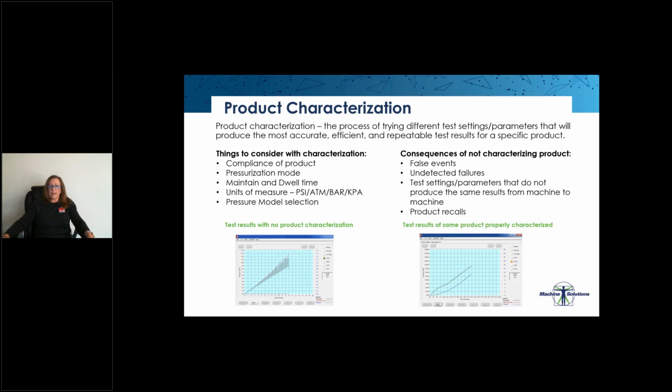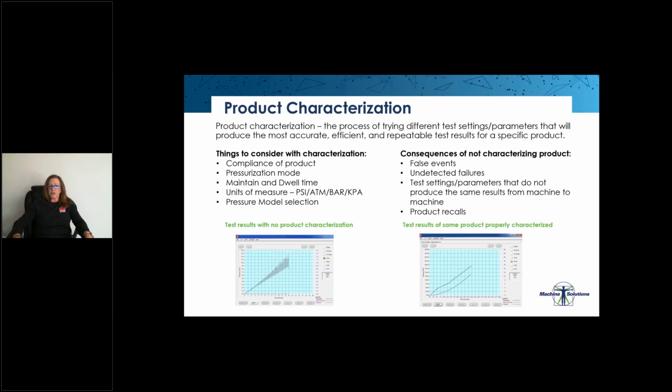Pressure Manager is a great tool for doing product characterization. It allows us to see the pressure and volume graph in real time. And with sensitive enough settings, we're able to dial in the correct compliance and burst and leak criteria in order to get the repeatable results that we're after.